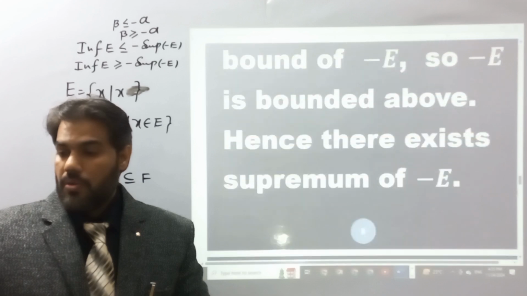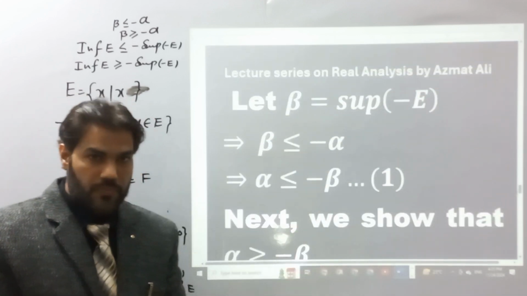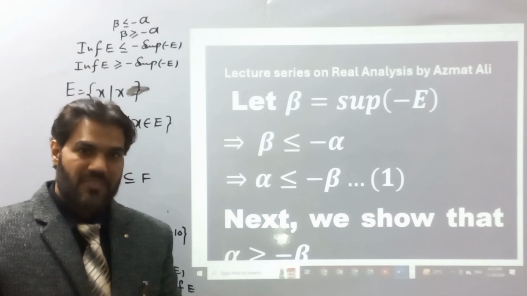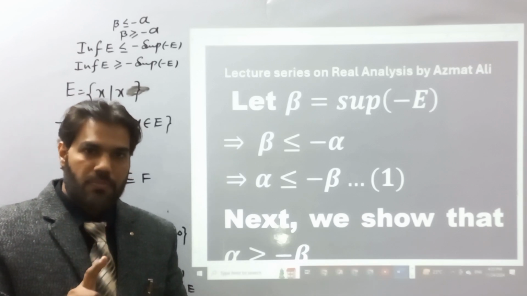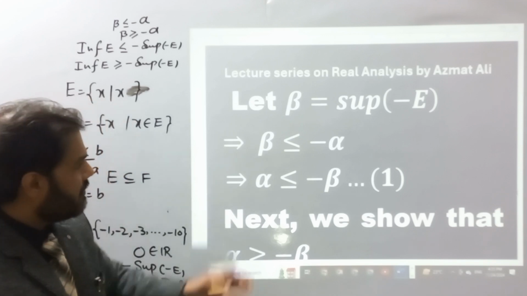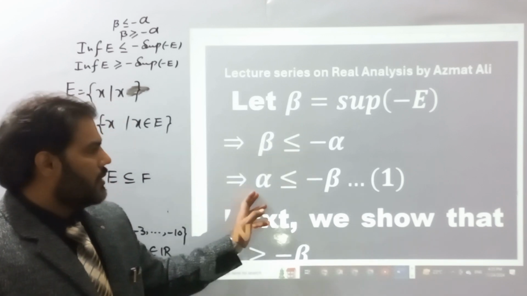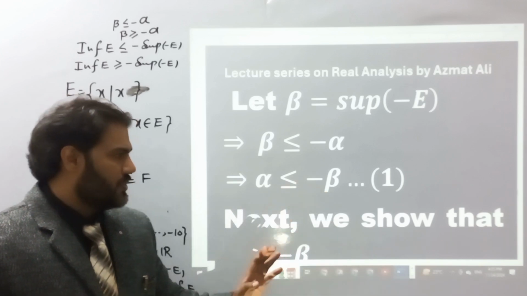Now beta is the supremum of minus E. I have discussed that the supremum, that is the least upper bound, is always less than or equal to any upper bound. So beta will be less than or equal to minus alpha. Multiplying both sides by minus 1, we have alpha is less than or equal to minus beta.